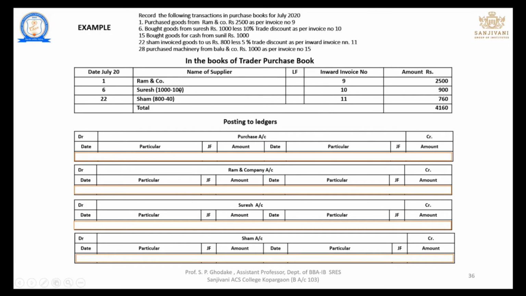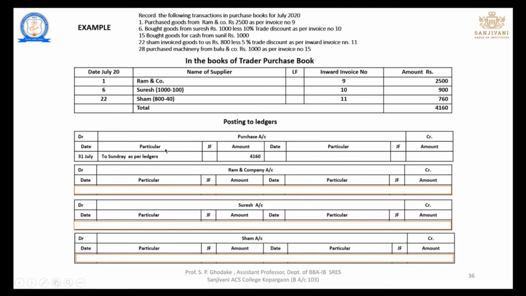So how to do it? Here you first require the purchase account, the ledger of the purchase account. All the ledgers are similar: debit and credit, date, particulars, JF, amount. And those parties in the suppliers list, we need to open the accounts of these parties. The same ledgers will be prepared like Ram and Company account, Suresh account and Sham account, and we need to do the posting. So how to do the posting?